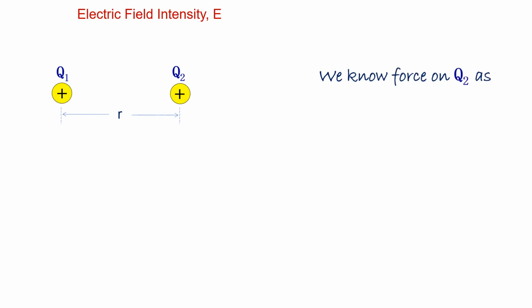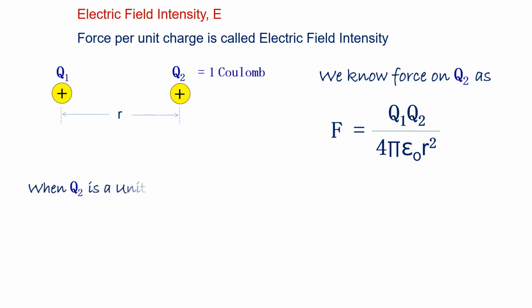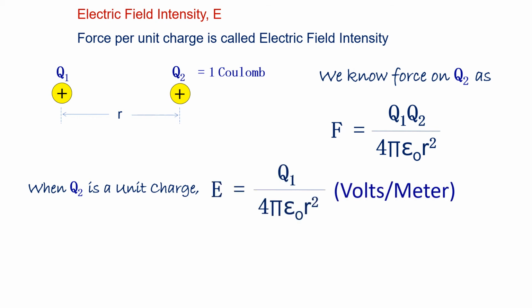We know the force on Q2 as F is equal to Q1 Q2 by 4 pi epsilon naught R square as per Coulomb's law. The force per unit charge is called the electric field intensity E. When Q2 is equal to 1 coulomb, or when it is unit charge, the electric field intensity E is given by Q1 by 4 pi epsilon naught R square. Its direction will be in the force direction and away from Q1 as shown.